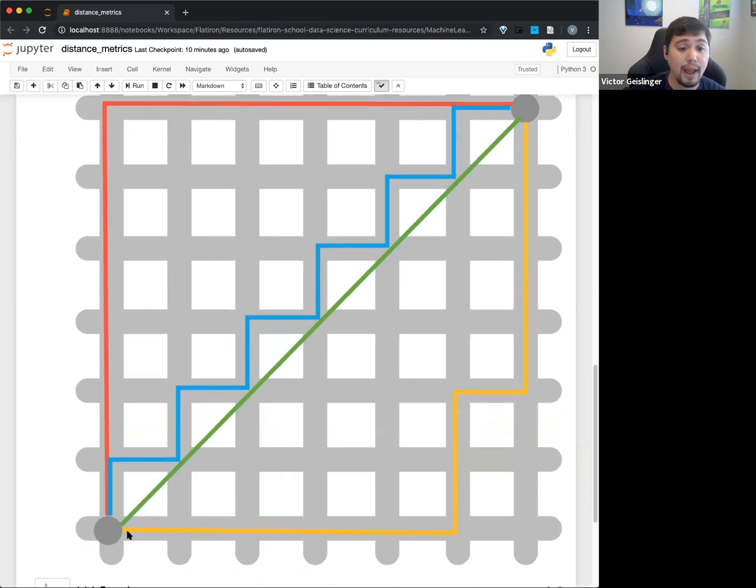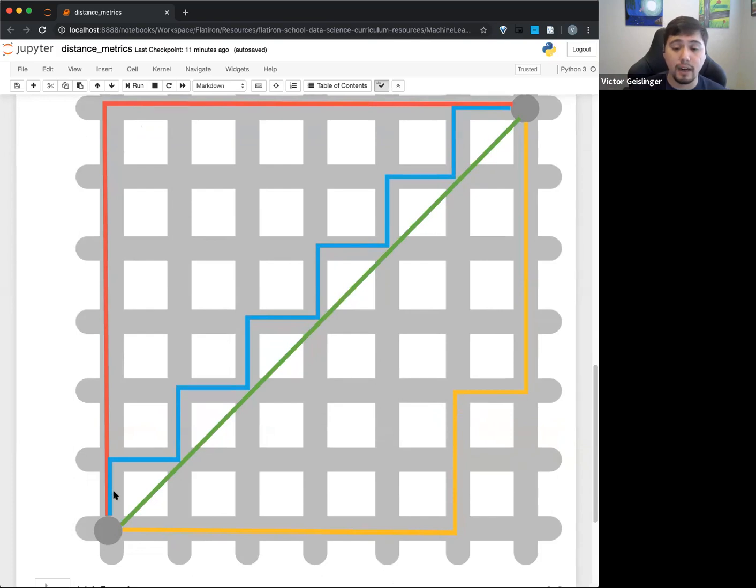It doesn't really matter how you travel on the grid. It's just saying how far you are, or how many blocks you have to walk. So if this is my y-axis and this is my x-axis, I can just say how far they are in the x-axis, how far they are in the y-axis, and add those together to get my distance.